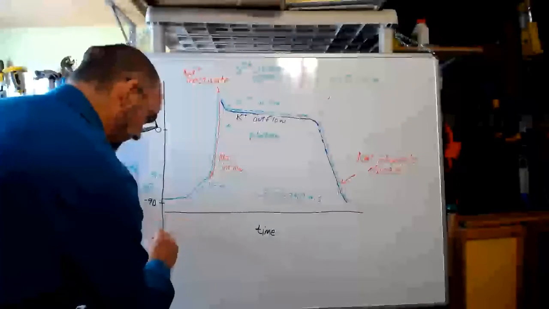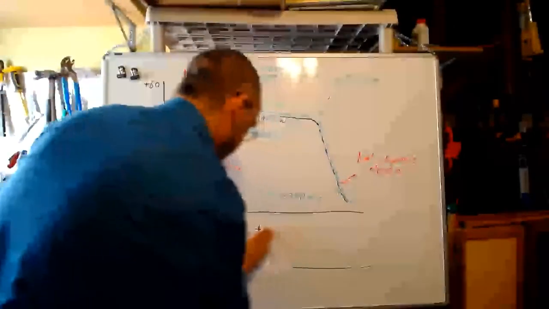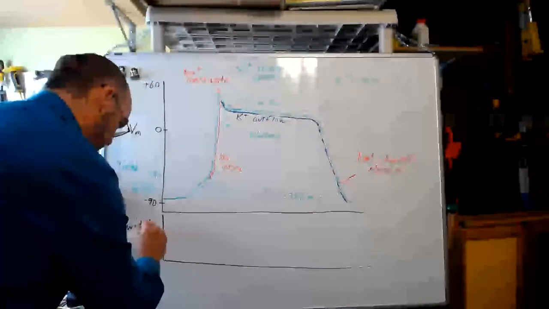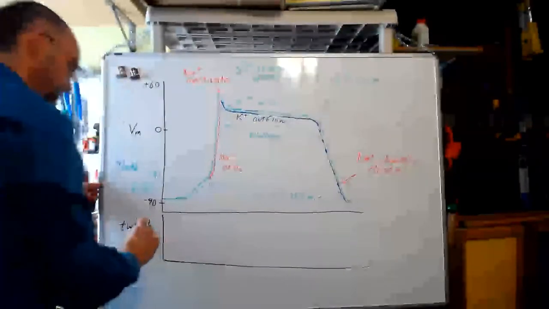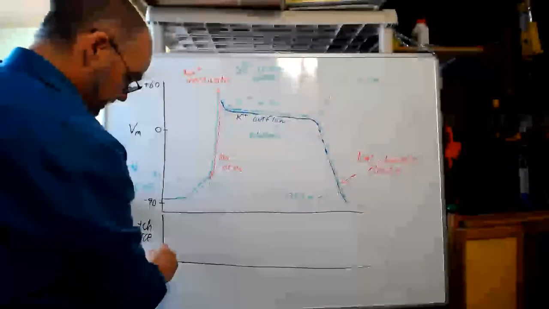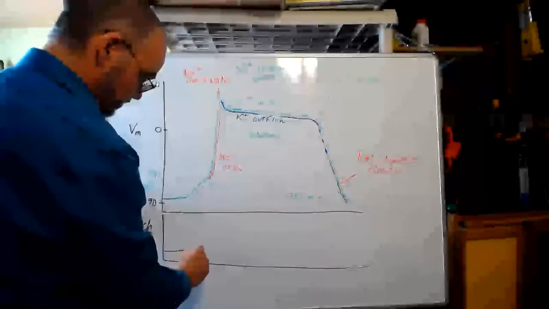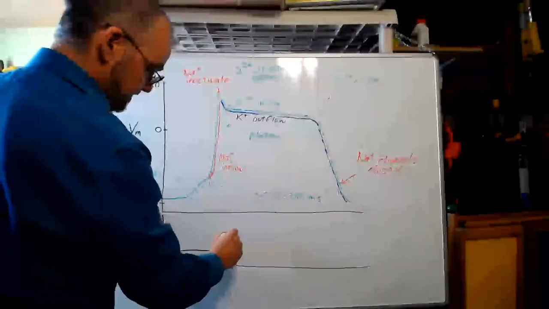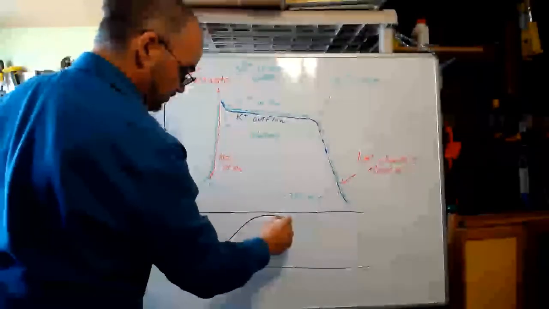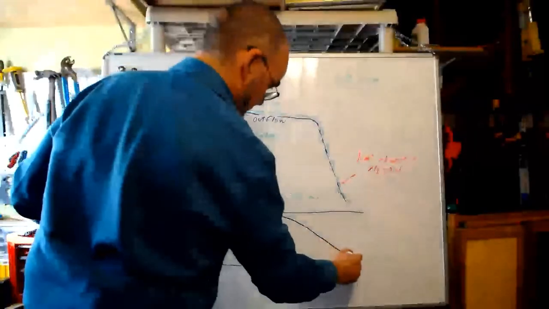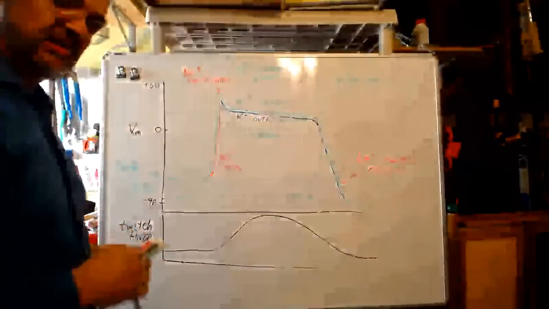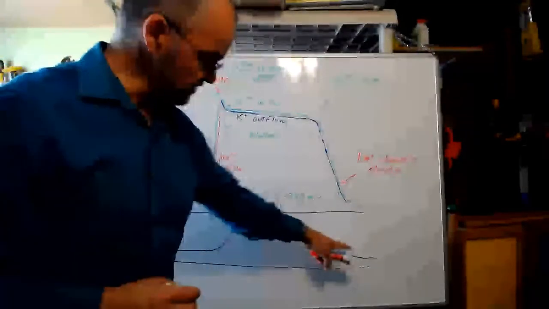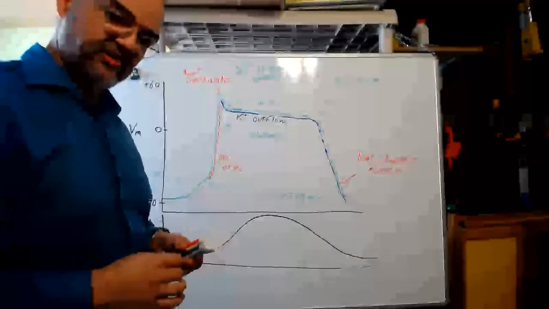If I were to add down here the twitch force, this cell starts twitching just a few milliseconds after the action potential begins. And that twitch lasts just about as long as the action potential. So my cardiac muscle twitch is roughly the same length as that action potential.